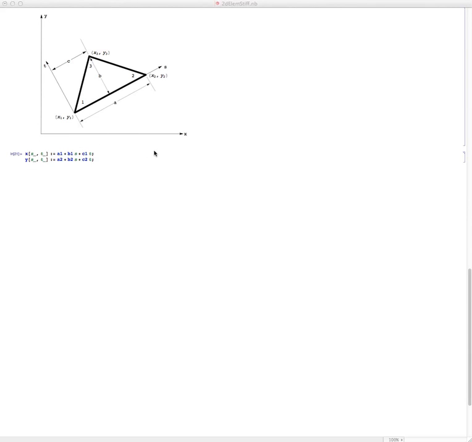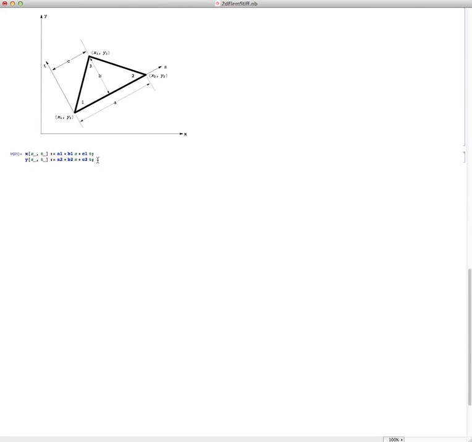Okay, the relationship between those two coordinates, X is A1 plus B1S plus C1T, and with Y it's A2 plus B2S plus C2T. And we want to find out what these constants are, A1, B1, C1, A2, B2, C2. We can come up with 6 equations by evaluating X and Y at the 3 nodes. Okay, so 3 nodes, X and Y, will give us 6 equations.